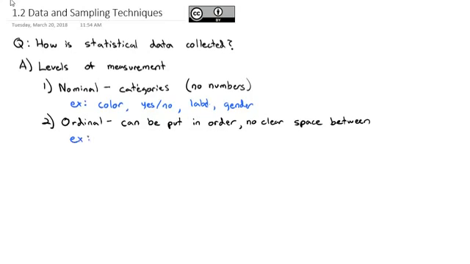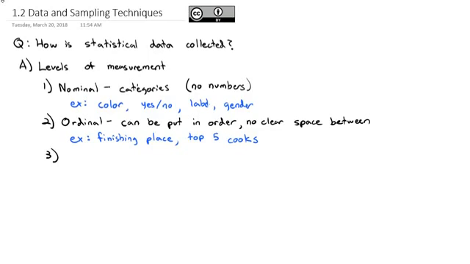An example of ordinal data might be finishing place in a race. There's a clear first, second, and third, but the space between first, second, and third is not necessarily well defined. That's ordinal. Or we might say the top 5 cooks in America. Cook 1, 2, 3, 4, and 5. That's ordinal. We can put them in order, but we don't necessarily know how much better each one is than the other.